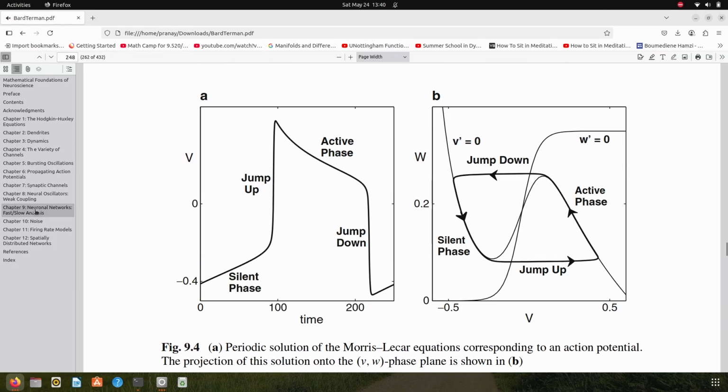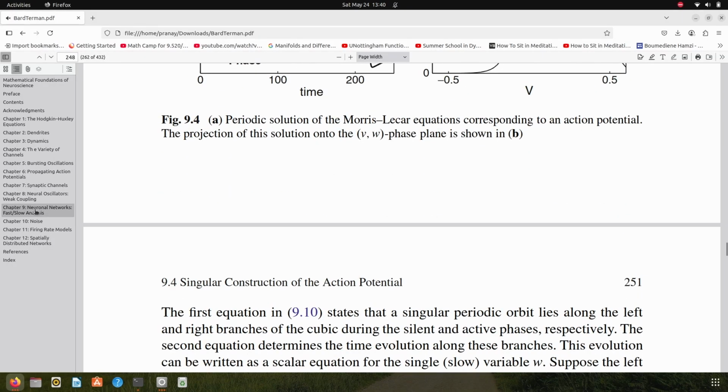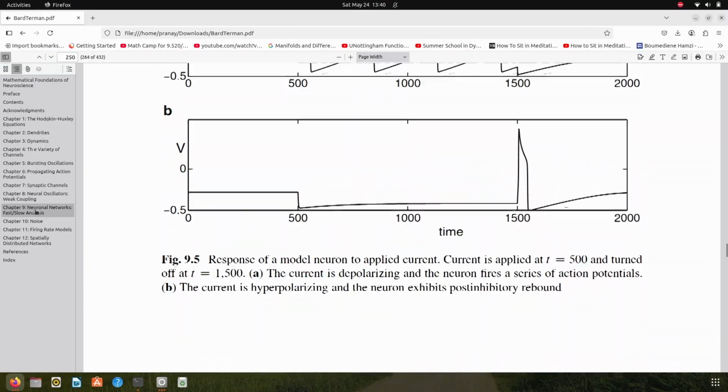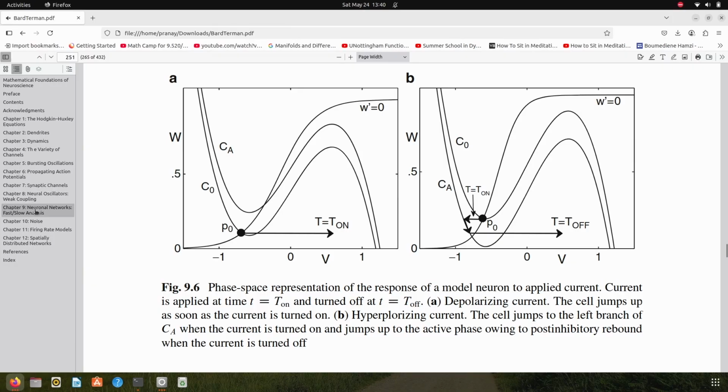So that's the stuff that I was trying to describe to you. Jump up and jump down. This diagram shows you post inhibitory rebound. From a geometric picture alone you can understand what goes on, and all of the tools that you need to understand PIR I have described to you already. So it will be a nice exercise for you to work out what PIR is.